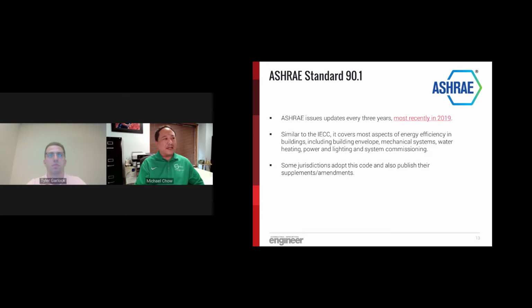Some jurisdictions adopt this code and also publish their own supplements or amendments. So here in Ohio, there actually is an amendment that with the ASHRAE 90.1 2010, there is a requirement that 50% of the receptacle loads have to be controlled by occupancy sensor or time of day clock. Well, Ohio has decided to disregard that particular requirement, so it's not part of the Ohio code as far as 90.1 is concerned.